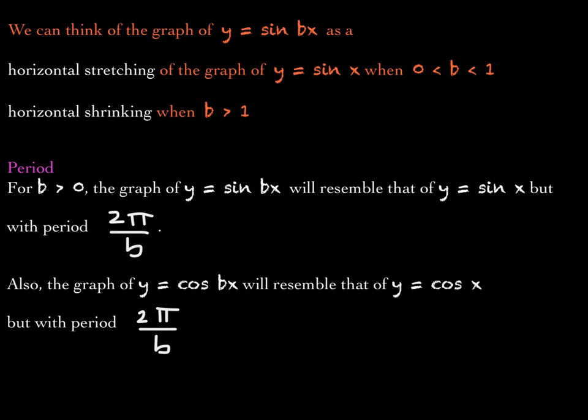All right, so in conclusion, whenever b is positive, the graph of y equals sine of bx will resemble that of the most basic sine function, but with period 2 pi over b. Same thing is true for cosine. The period will be 2 pi over b. Okay, everybody?